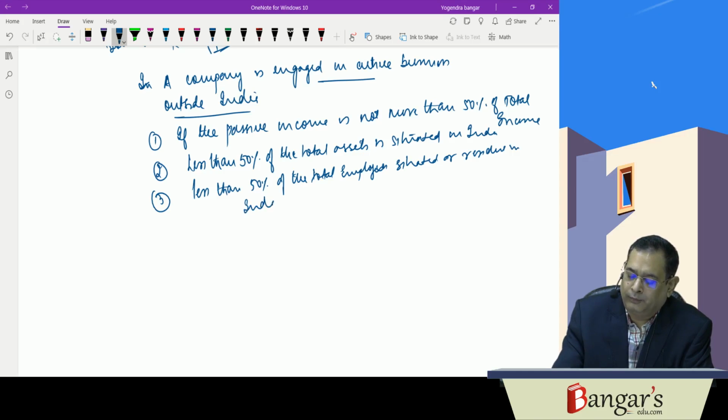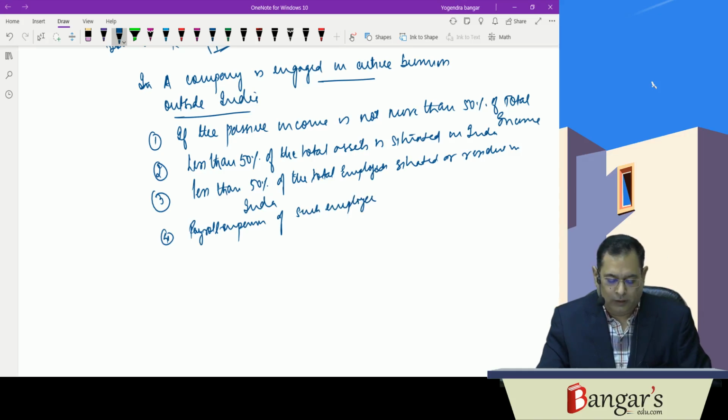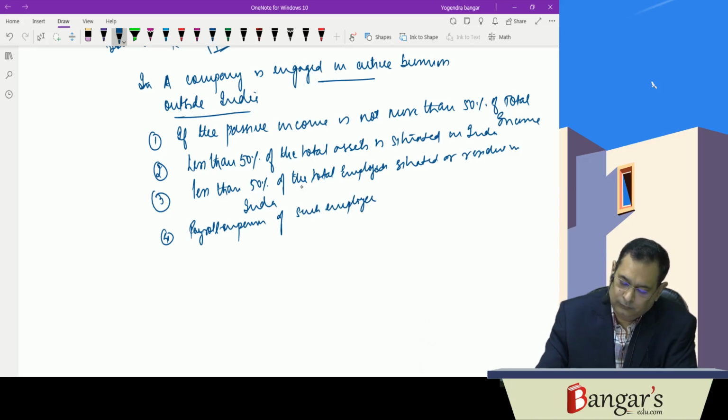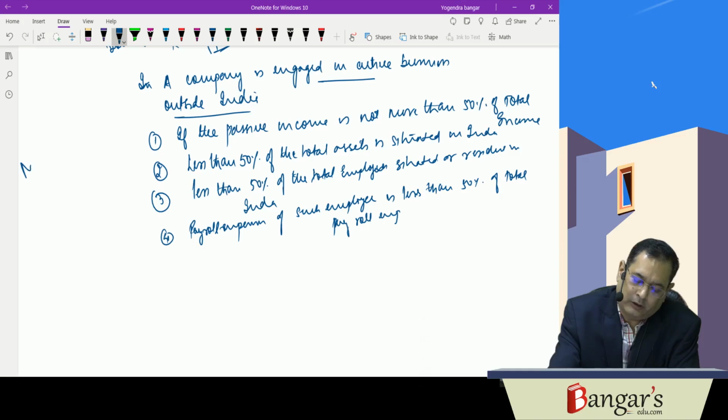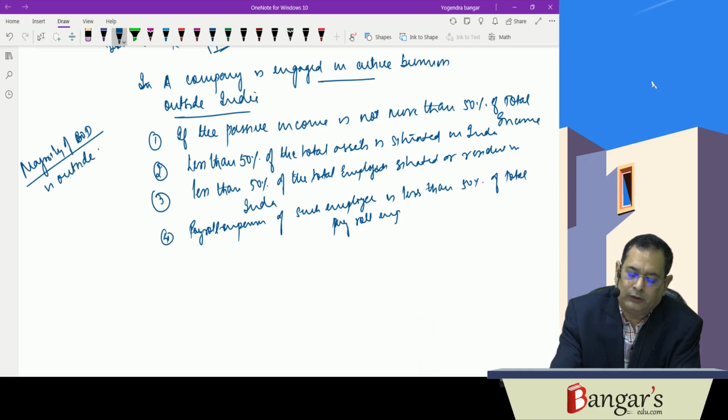And the payroll expenses of such employees who are in India must be less than 50% of the total payroll expenses, and then the majority of the board of directors meetings must be held outside India. These tests are to be satisfied here.